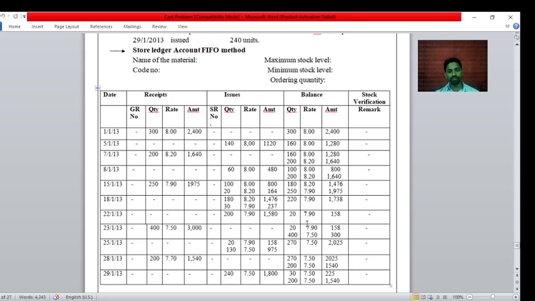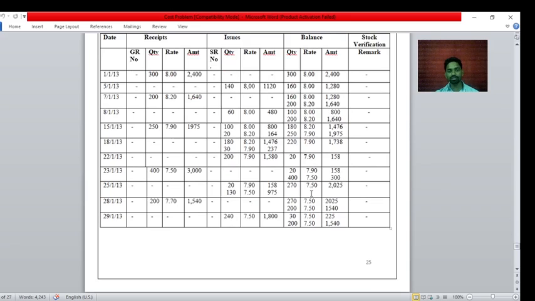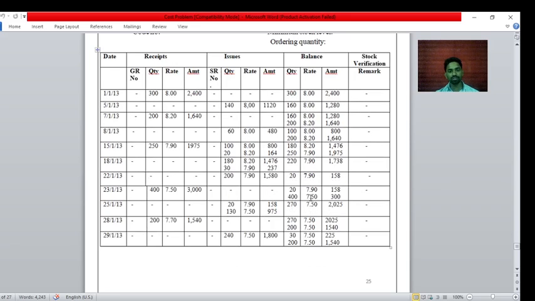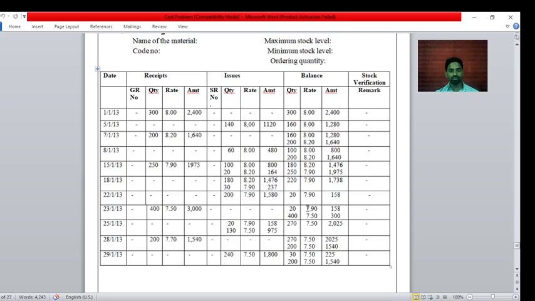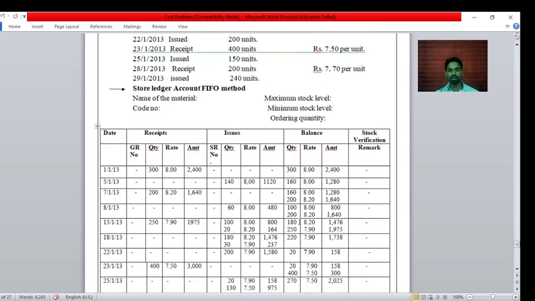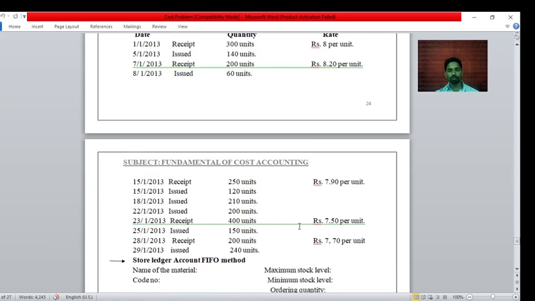Okay, first in first out: whatever we purchased first, out of that you have to sell first, or you have to transfer first for the manufacturing purpose. Okay, so like this we have to solve the problem.